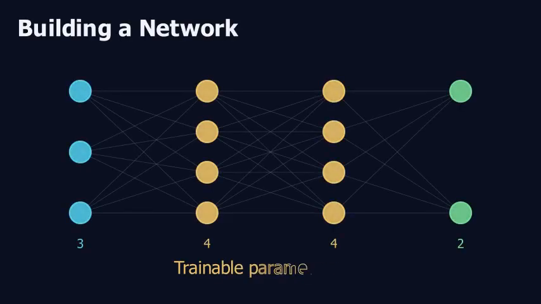Let us assemble a real network. 3 inputs feed a hidden layer of 4 neurons, then another hidden layer of 4, and finally an output layer of 2. Each connection is a learnable weight. Counting them all, this small network already has 42 trainable parameters. Modern models scale this idea to billions.